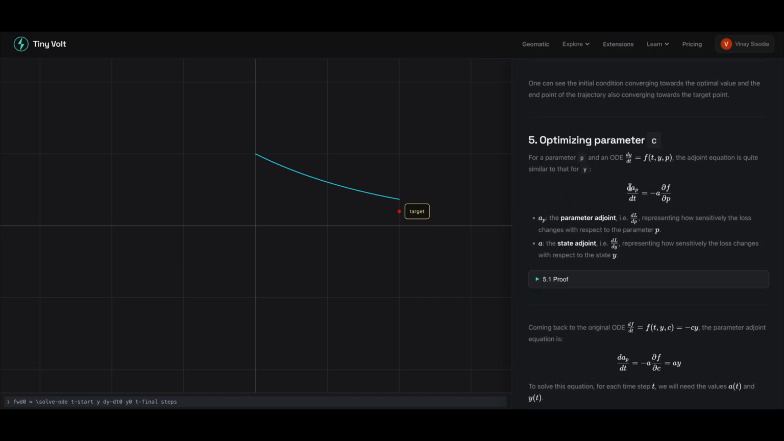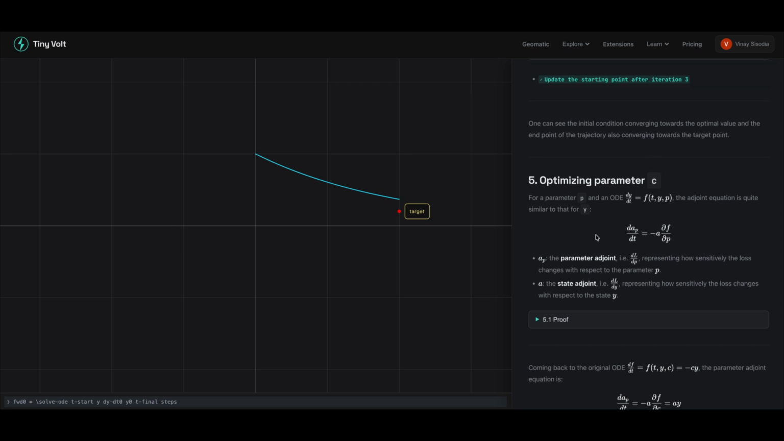The adjoint equation looks very similar to the adjoint equation for initial condition. Here we have a new variable AP, which is the derivative of loss with respect to the parameter p. And it looks quite similar to the adjoint equation for initial condition. Here we have dAp by dt is equal to minus a del f by del p. Note that a here is the derivative of the loss with respect to y. And in this case, we take the partial derivative of f with respect to p.